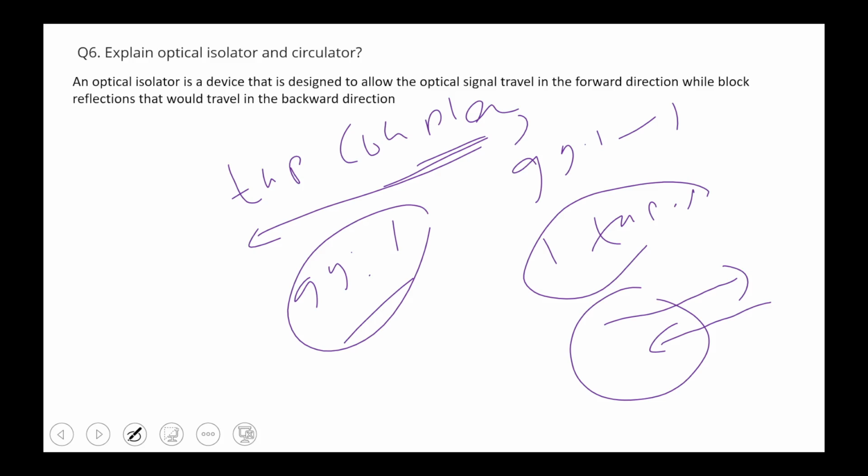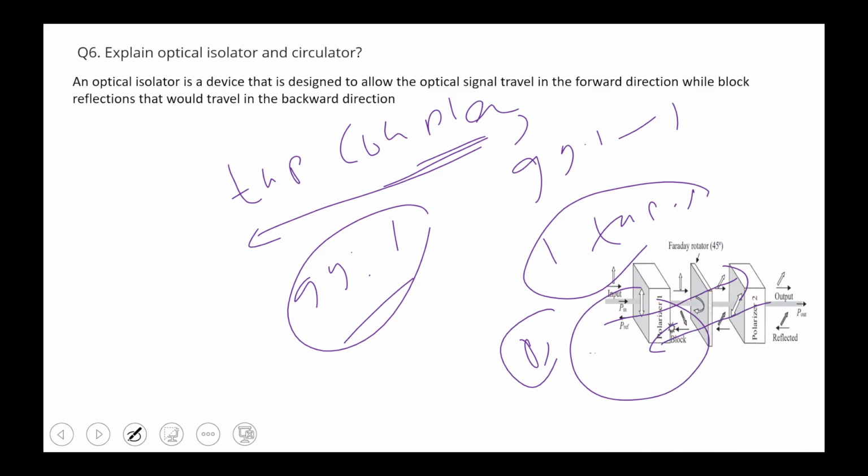If there is some reflection on the input side signal, then the property of that signal, such as its amplitude and phase, will be changed. This will result in crosstalk in that signal. So we can avoid crosstalk between two signals by using the isolator. So this is the principle of the isolator.